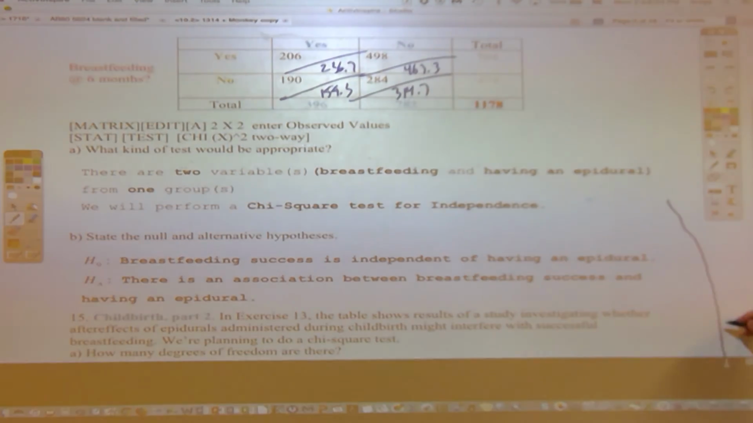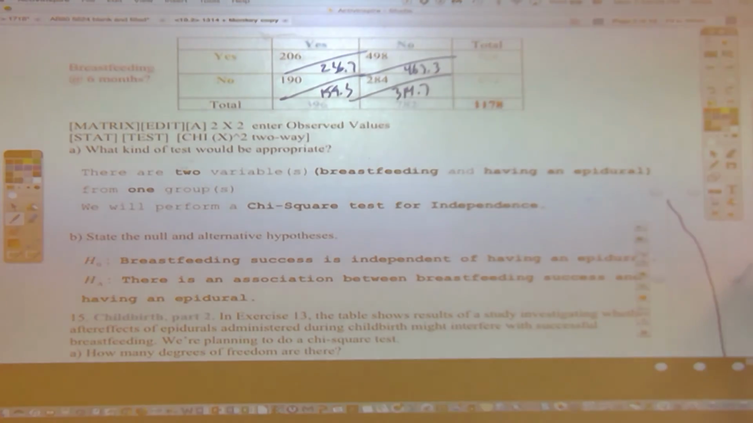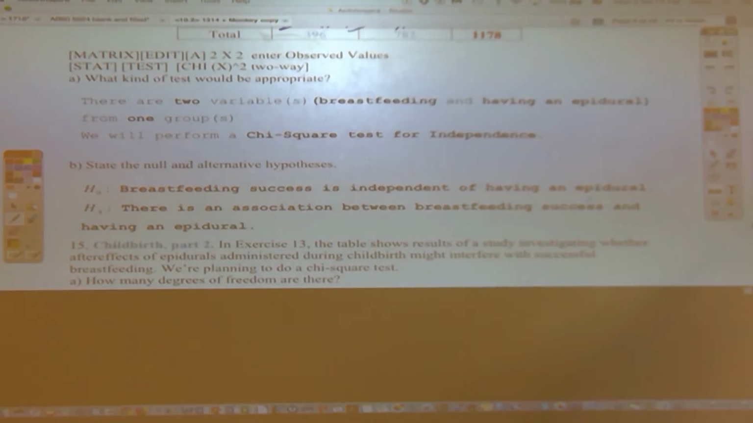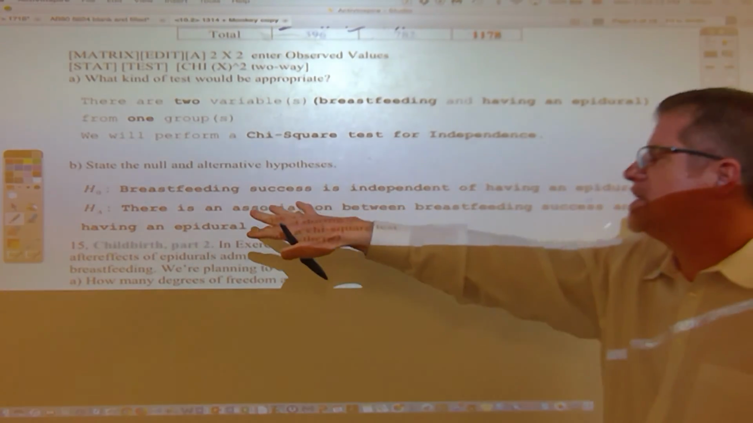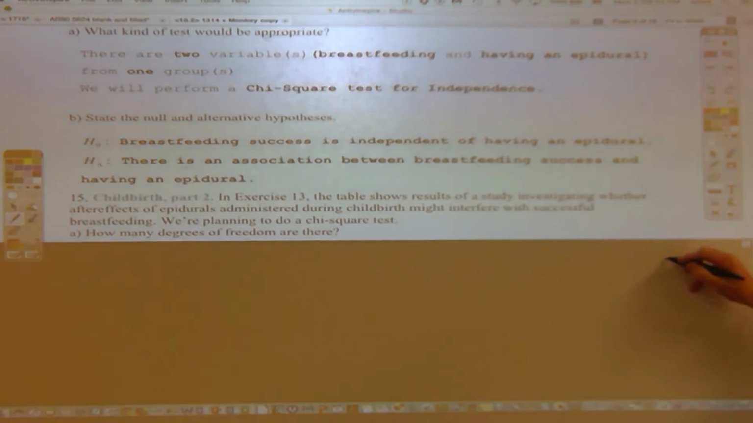So there's two variables, breastfeeding and having an epidural. We're going to perform a chi-square test for independence. And again, all of those conditions have been satisfied for that. So the null hypothesis is that breastfeeding success is independent of having an epidural. The alternate hypothesis, notice how it's worded, is there is an association. You could say they're not independent, but another way of saying they're not independent is that there is an association between breastfeeding success and having an epidural.